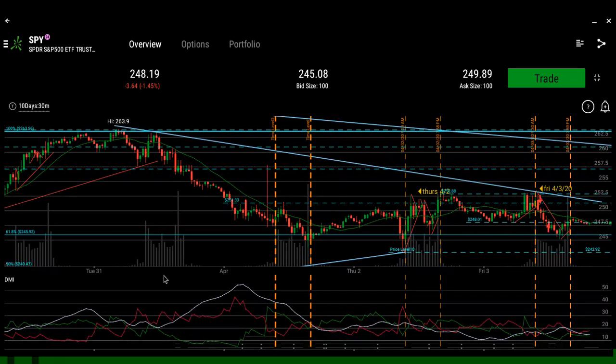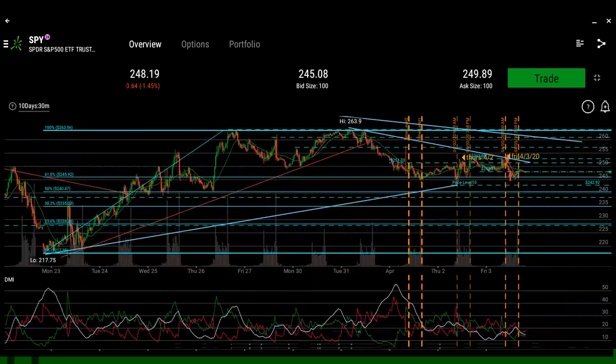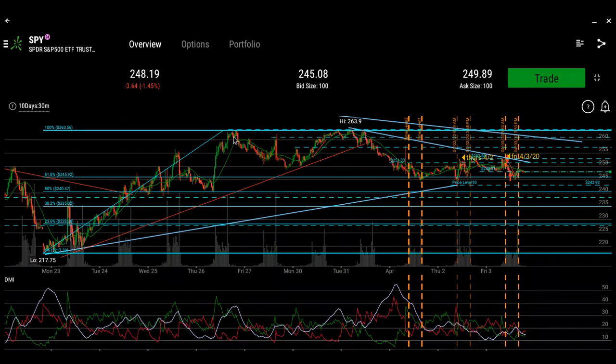And this I just wanted to put up to show you that from the low, from the bottom of the crash so far at the 2017 level, to the high that we had last week of the, what was it, 263.56 level, I drew a Fibonacci line.